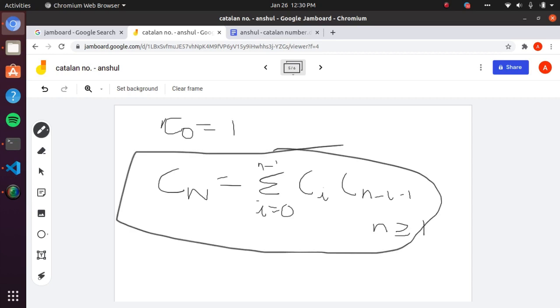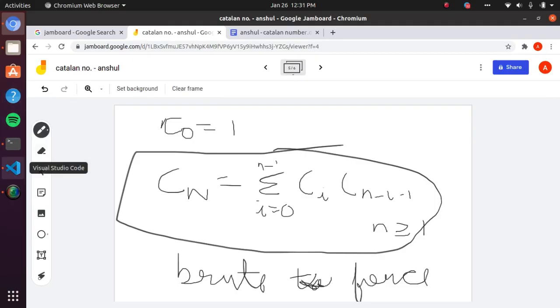From this relation we are going to do our very first implementation, that is, by using brute force. That will be a recursive implementation. We are going to use this formula only and implement it. So let's now go to the implementation of this.